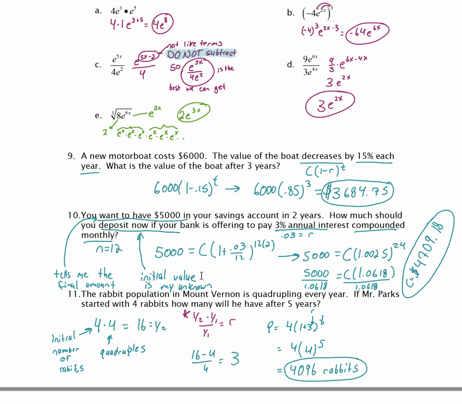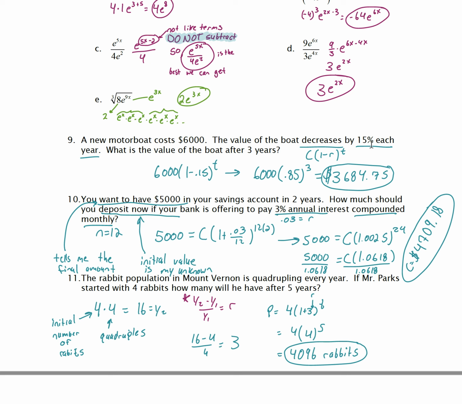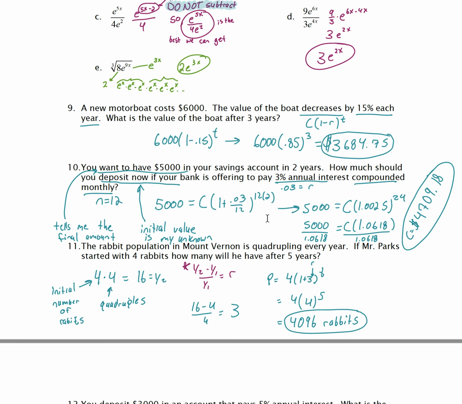And then we got all our story problems. Again, this is decreased by 15%, which is why you're going to see a 0.85 in there. Go ahead and round to the nearest hundredth since it's money.